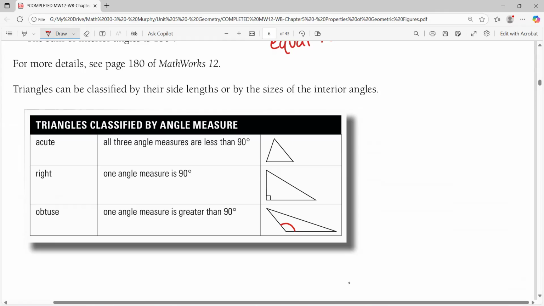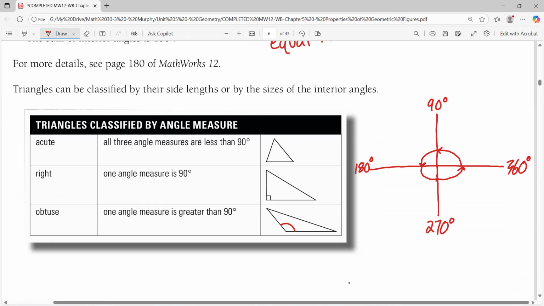So just in case you forget, if this is angles, right, from here to here, that's 90. And then keep going, that's 180. And then all the way to here would be 270. And then all the way around is 360.